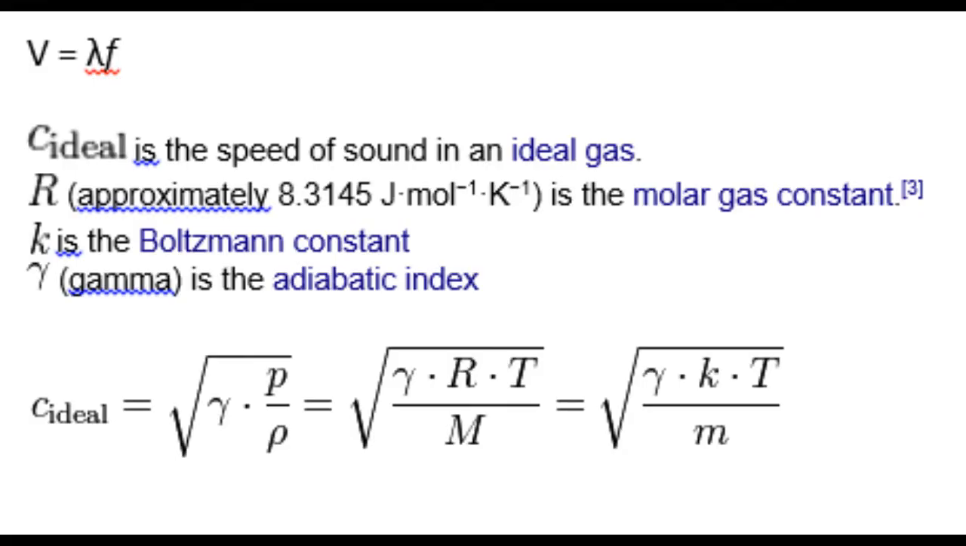Equations: v equals lambda f. And c ideal equals the square root of gamma times Boltzmann's constant k times temperature over m, the mass of a single molecule of the gas.